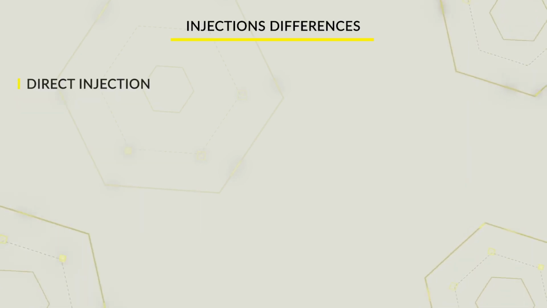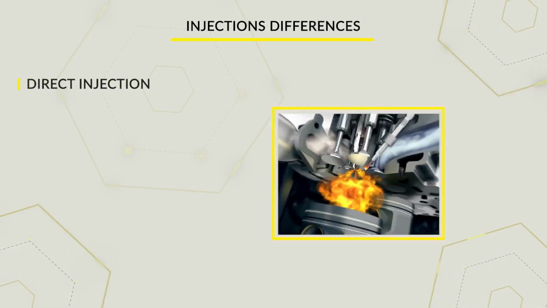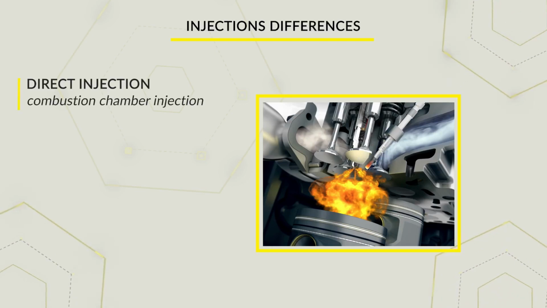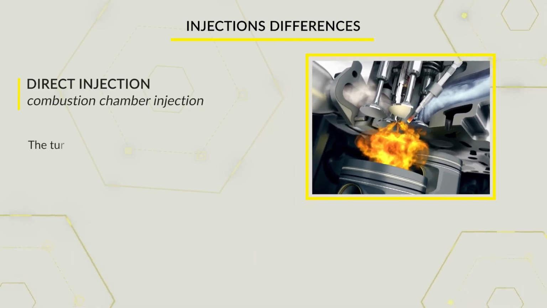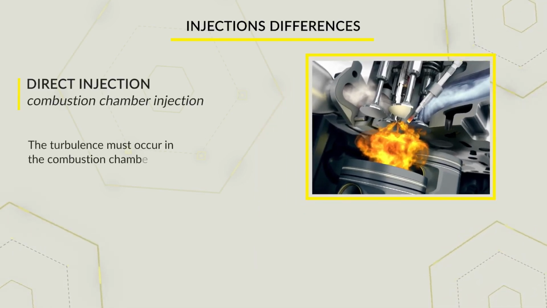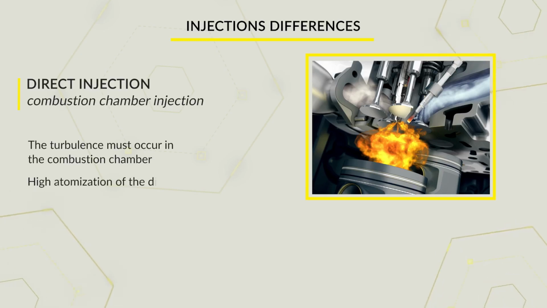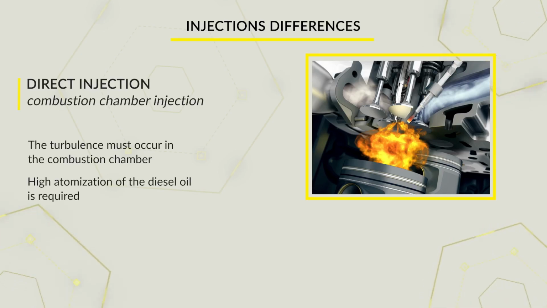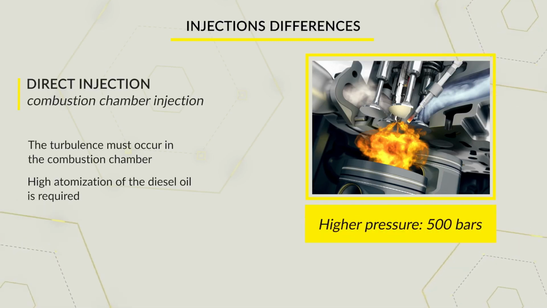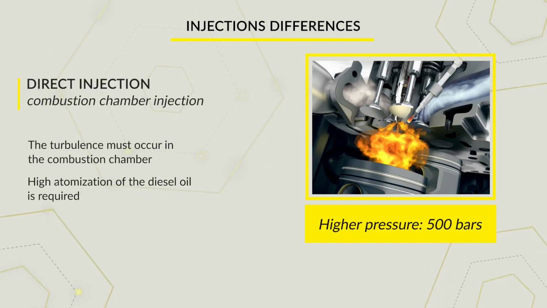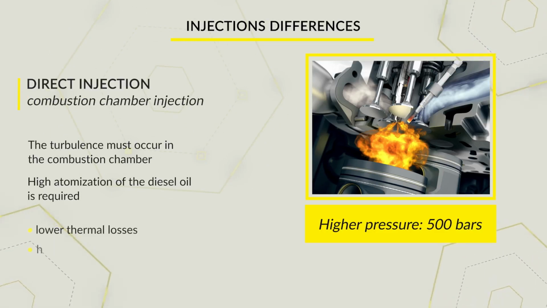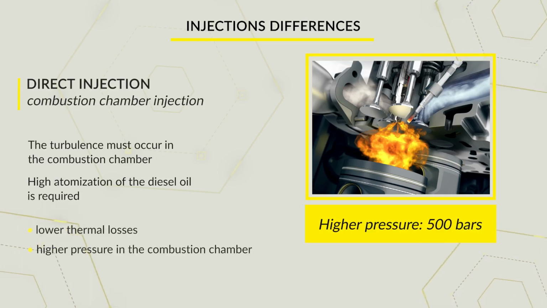By direct injection, on the other hand, we mean the injection of fuel directly into the combustion chamber. Without the use of the pre-chamber, the turbulence must occur in the combustion chamber, so a high atomization of the diesel oil is required. Furthermore, the fuel is also injected with a higher pressure of at least 500 bars. The operation of this type of injection has also led to higher efficiency of the diesel engine, given the lower thermal losses and higher pressure in the combustion chamber.